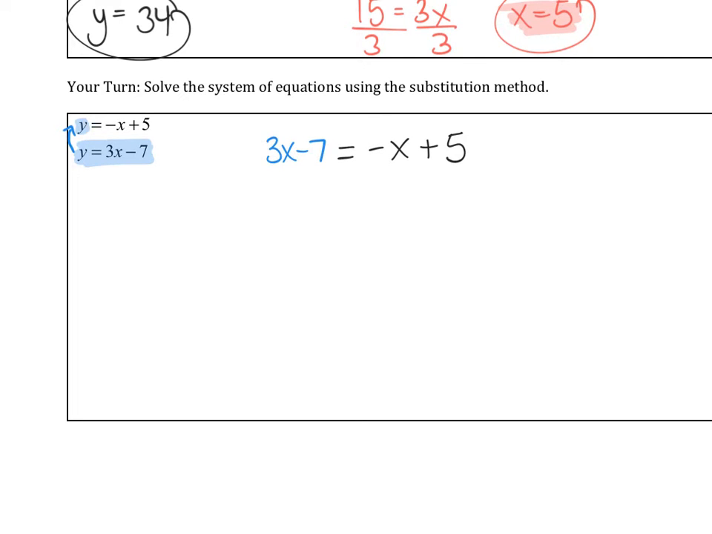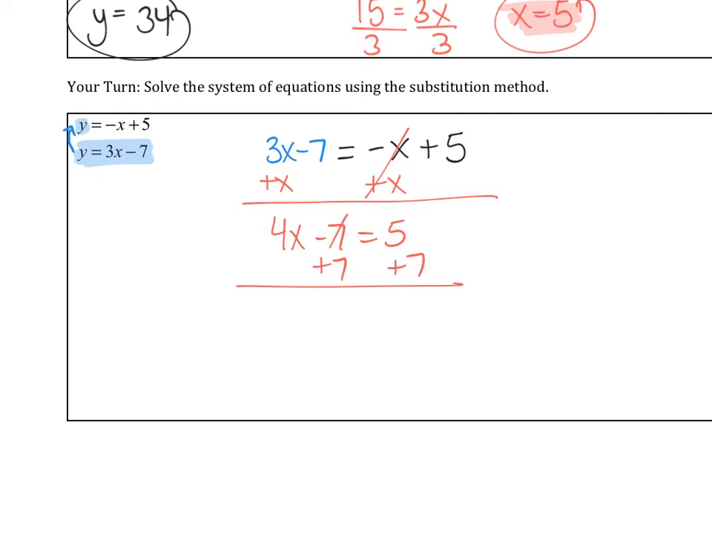And then I'm going to solve. So get my x's onto one side. I'm going to add the x first onto one side, and that's going to get me 4x minus 7 is equal to 5. Then I'm going to add the 7, so I've got my numbers on the other side, and I get 4x is equal to 12. Then I'm going to divide by 4 on both sides, and I get a final answer of x is 3.